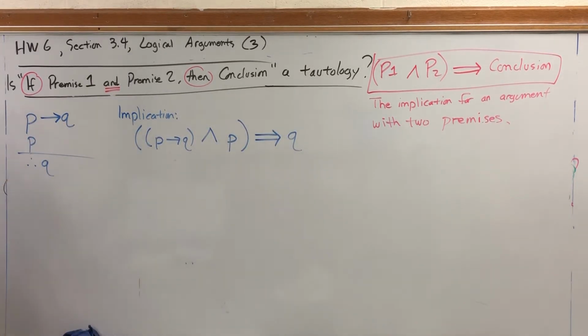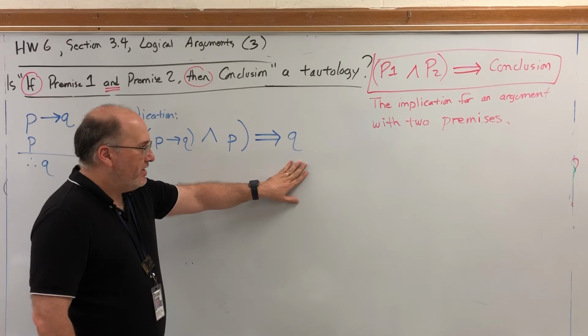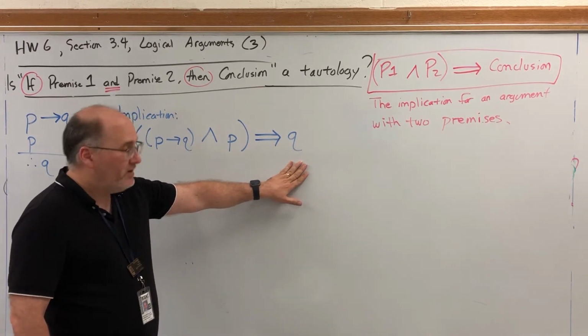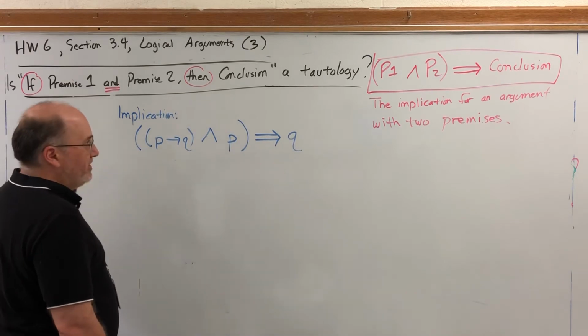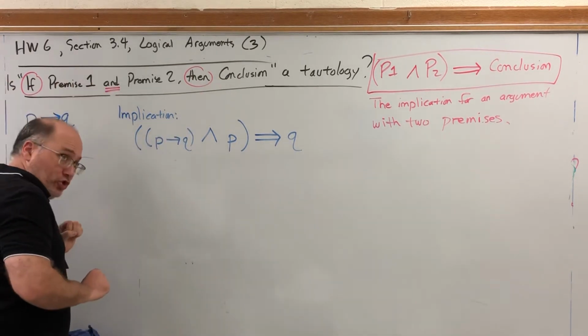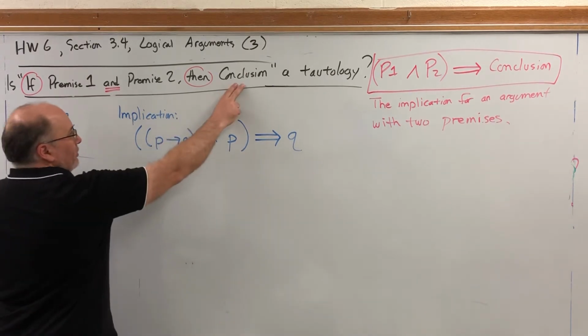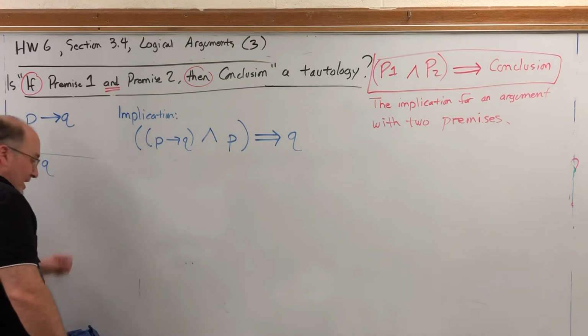I digress. We are going to set up a truth table for this implication and see if it's a tautology. If it is, that means that the argument is valid, because that means that this statement is always true, which means that this conclusion must always follow from these premises. All right, time to set up a truth table.